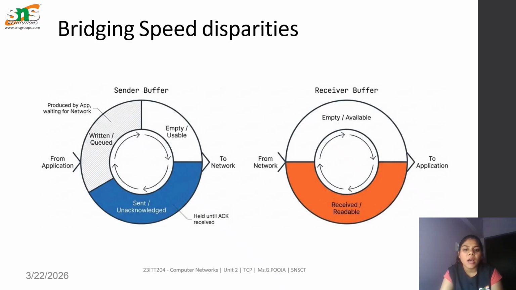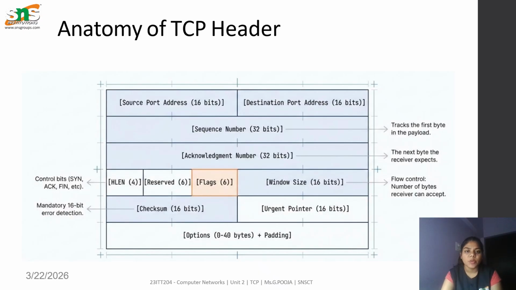Until the acknowledgement is received, it is held. In the receiver buffer, data goes from the network to the application, and here there are two things: one is empty and available, another one is received.